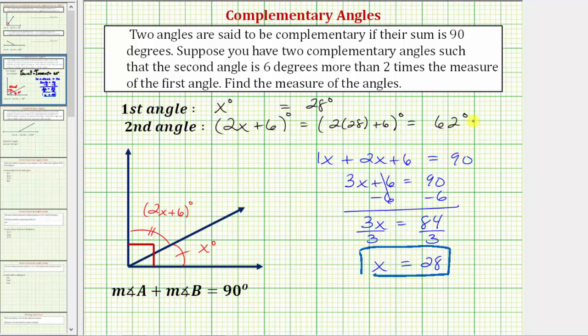And just be careful on the homework. The units of degrees is already provided, so we only enter 28 and 62.